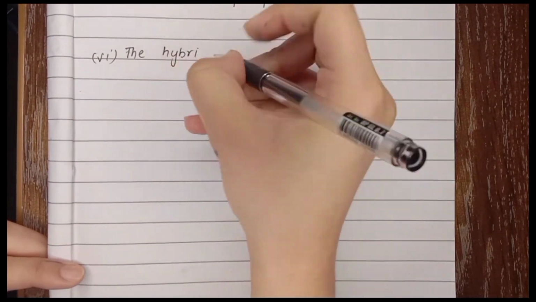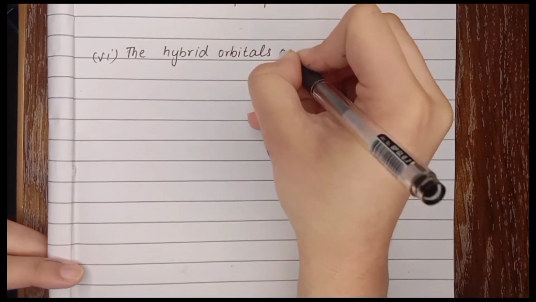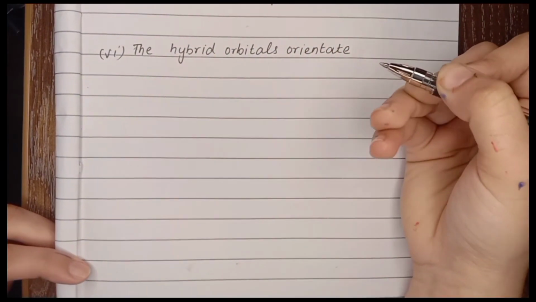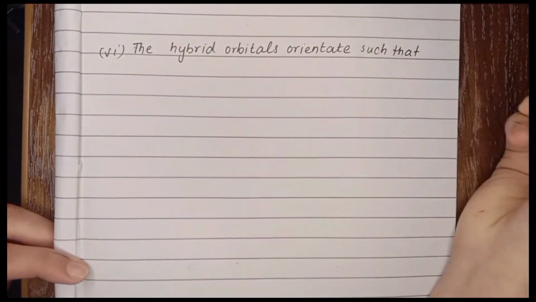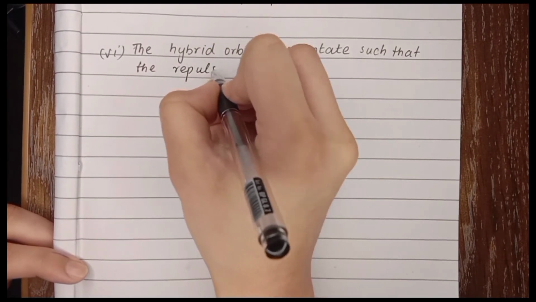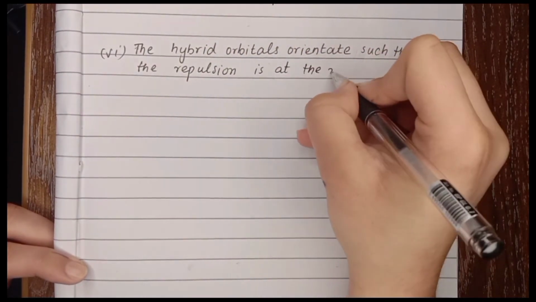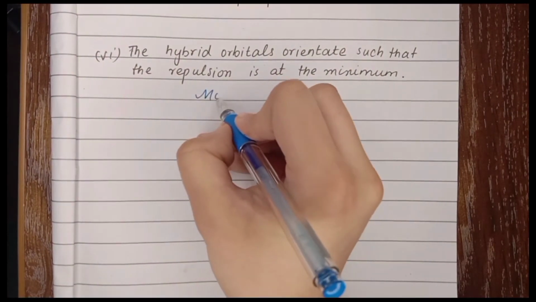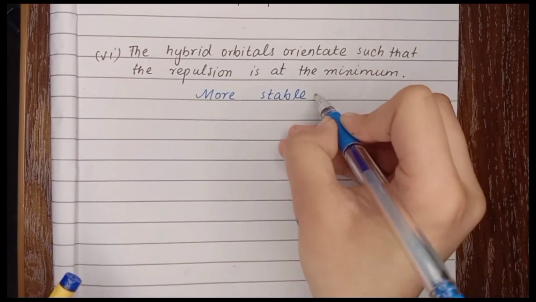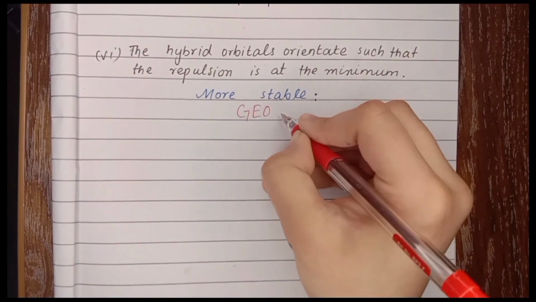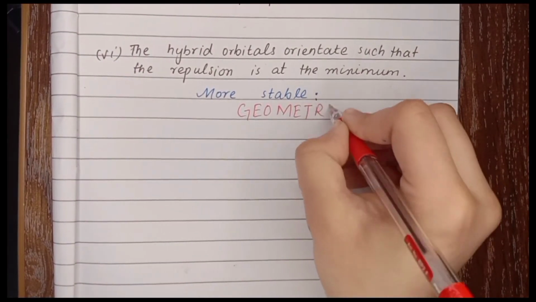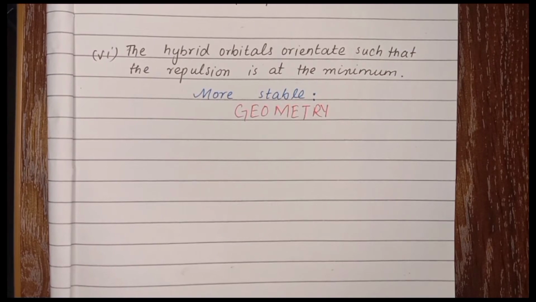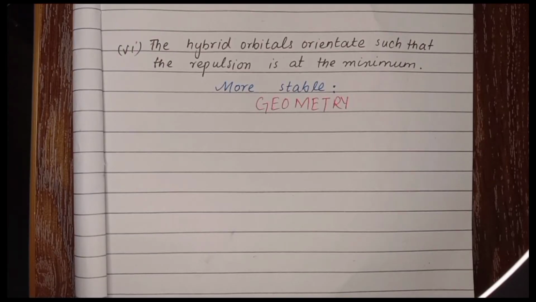The next point is that the hybrid orbitals change their geometry. If hybridization is occurring, the geometry of the molecule will change, and the hybrid orbitals will orient themselves such that the repulsion is at a minimum. That is why hybridization changes the geometry of molecules. Hybridization makes the molecule more stable and changes its geometry.